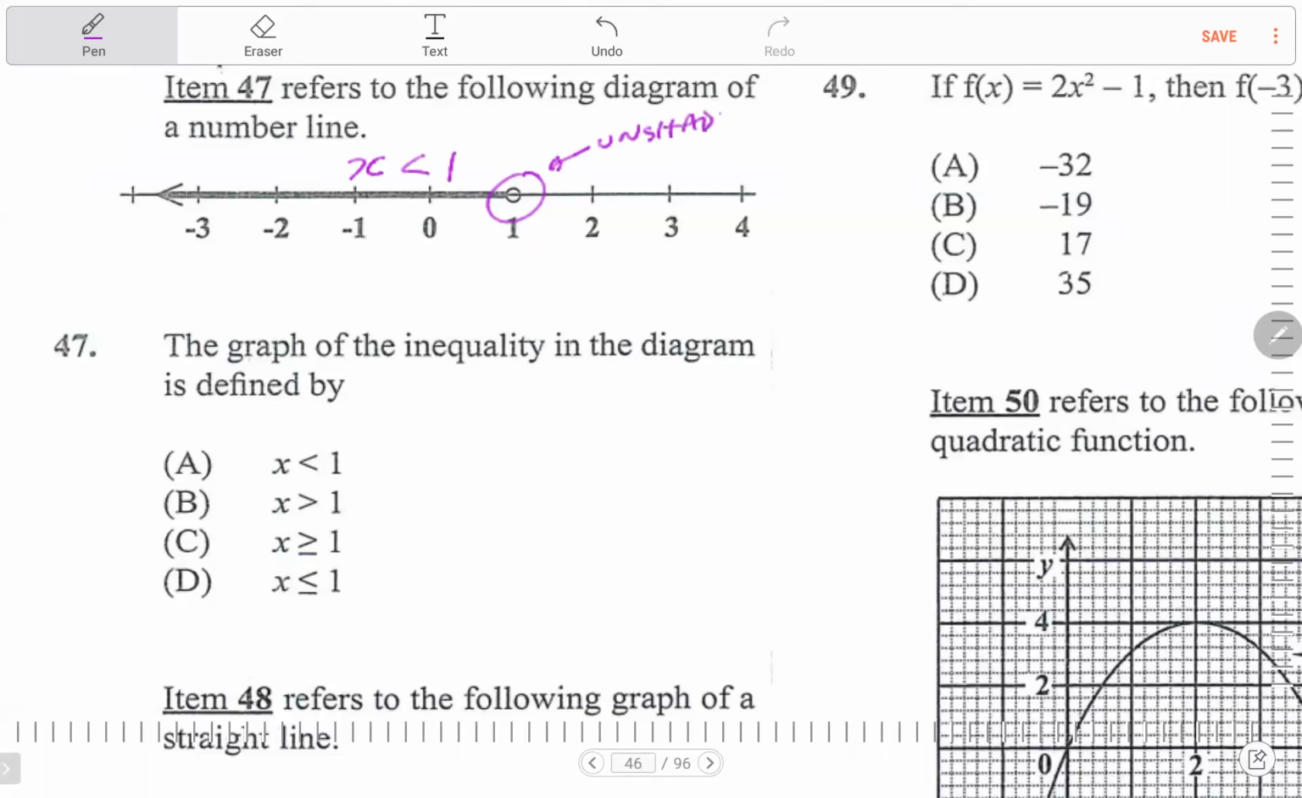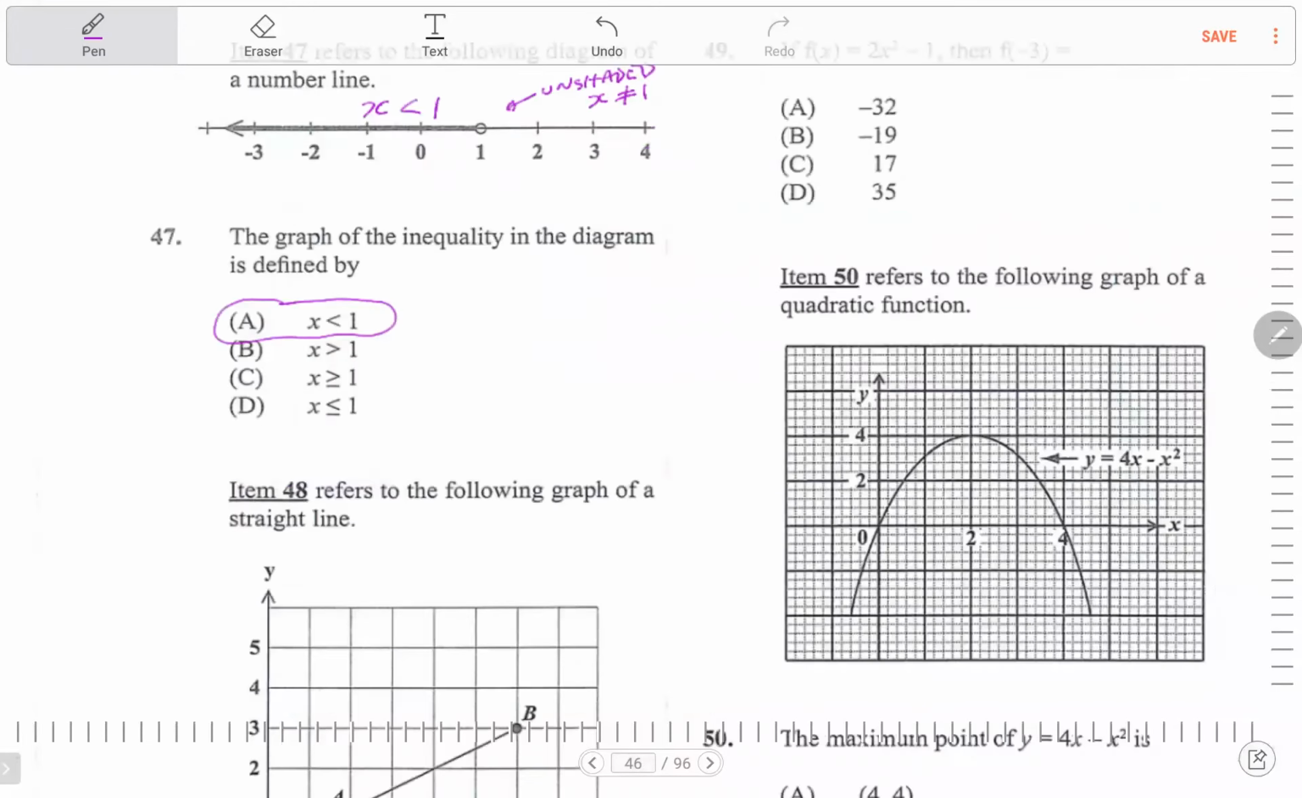Unshaded circle, right? That's an unshaded circle right there. If this was shaded like that, then you have to put the equal on it, and that would mean that the 1 is also included. But it is unshaded, and so it's less than. So x is less than 1. So this answer is A. All right, and so because it's unshaded, it means that x is not equal to 1. 1 is not included. So x is just less than 1.